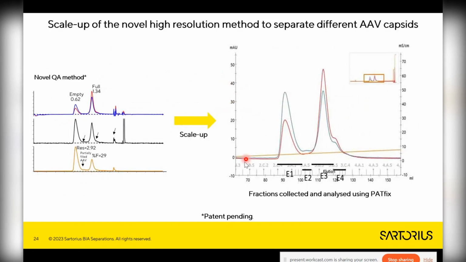Yes, we need to scale up because we don't really have such a huge amount of material. Keep in mind that we need to load on our 1 ml column something like E14 particles, even more sometimes, to really have a preparative run. So we were using just a 1 ml unit here. The chromatogram looks quite the same. So to a certain extent, this is fully scalable.